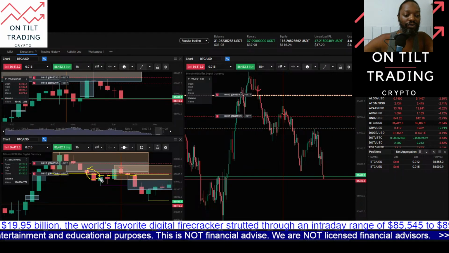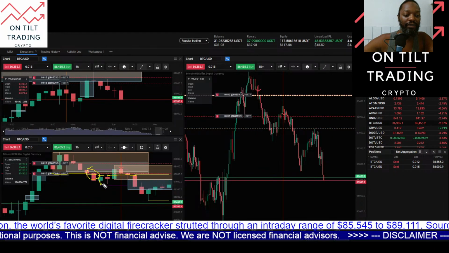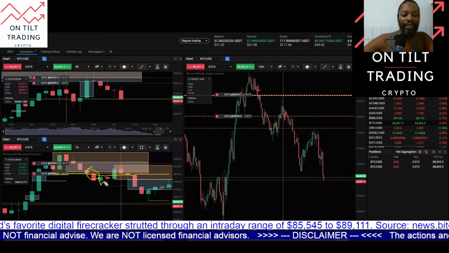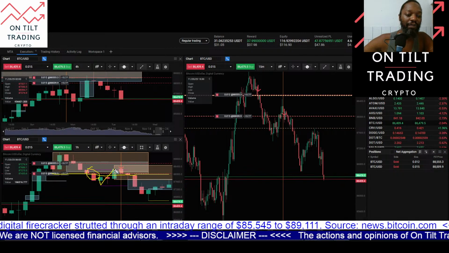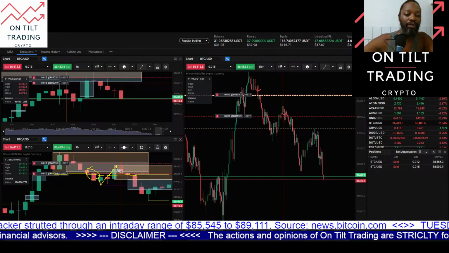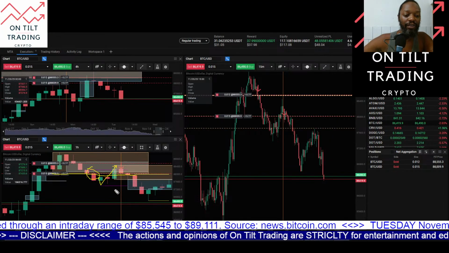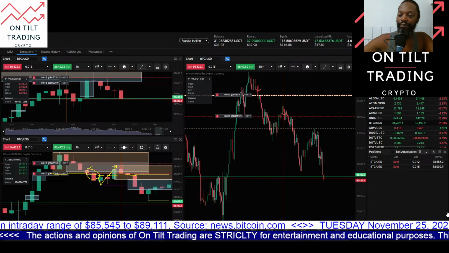And then when that triggers, price action delivers to the sell side here during the Asian session and then pulls back into the 1-hour order block here on the 1-hour chart.